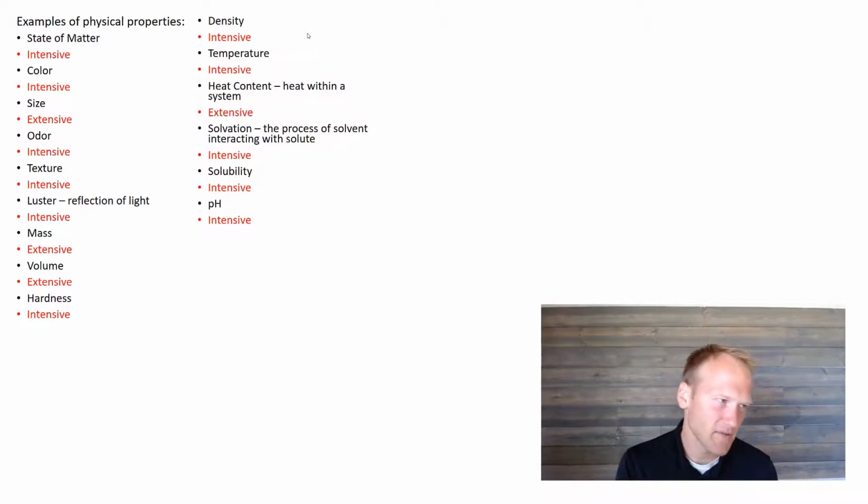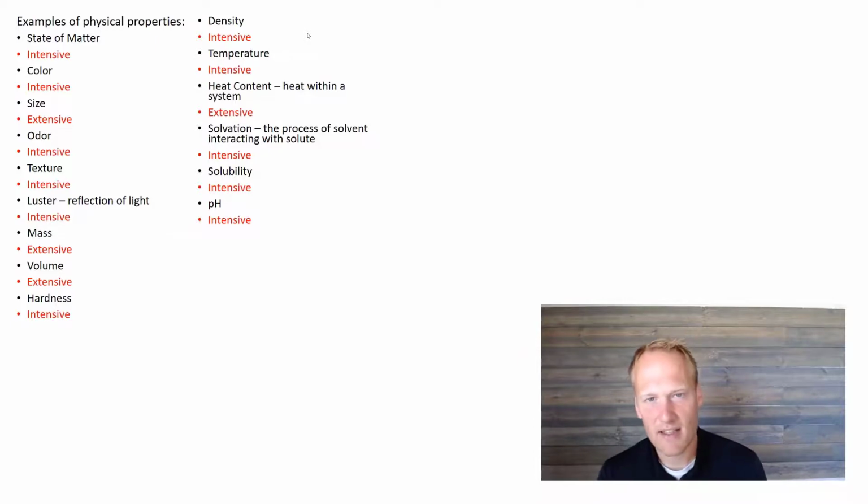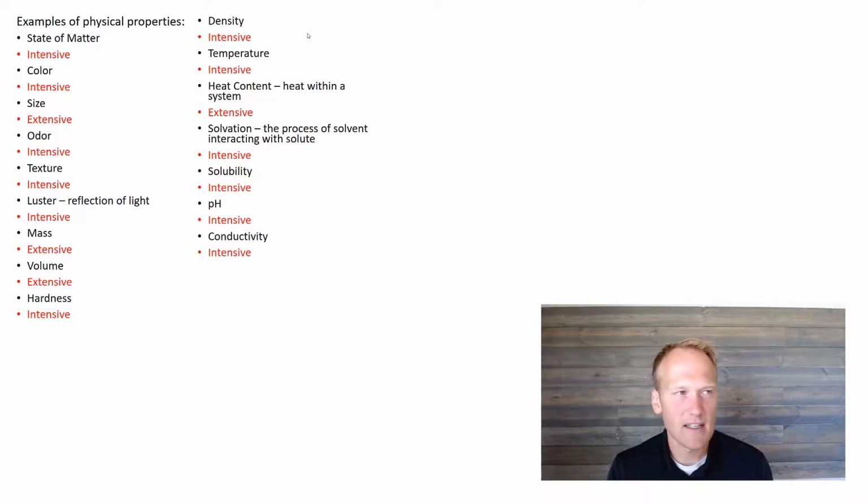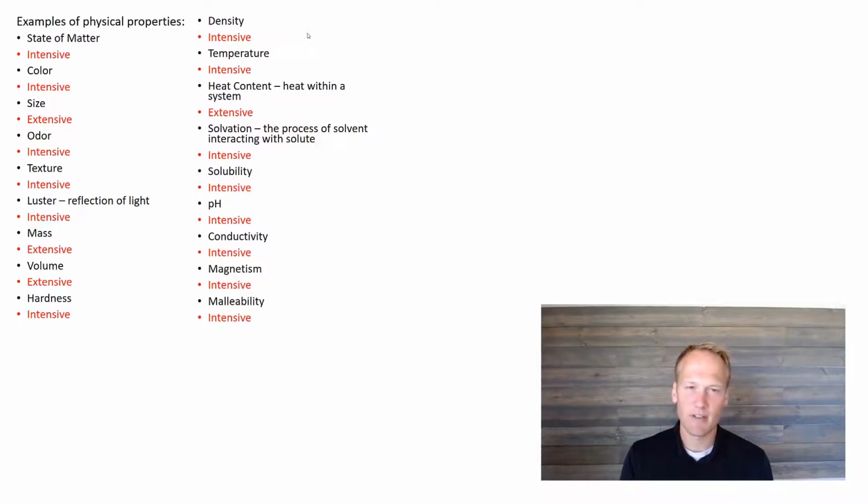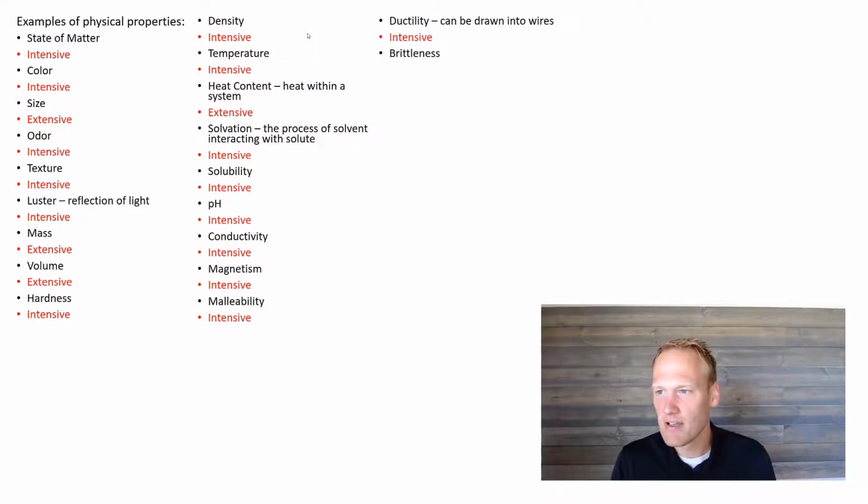If it has a pH of 6, doesn't matter how much you have, that's the pH. Conductivity, if it conducts electricity, that's intensive. Magnetism, no matter how large of a sample of a magnetic substance you have, it's going to be intensive. And then malleability is also intensive. Ductility can be drawn into thin wires, just like malleability, that'd be intensive.